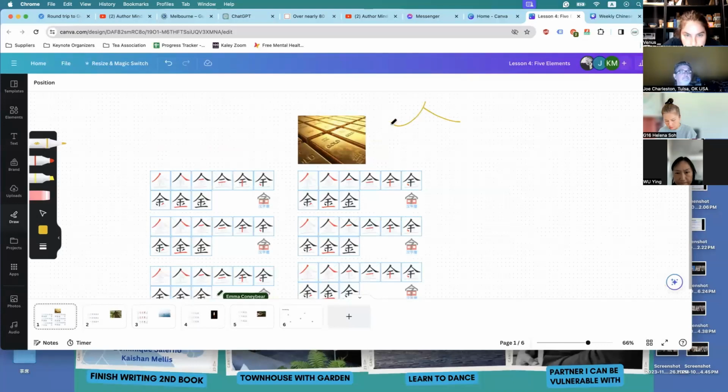So you have a roof, a rooftop shape. And then it has two compartments, two layers. So draw out the two layers. And then we can put the two bars of gold inside. And that is your character for gold.